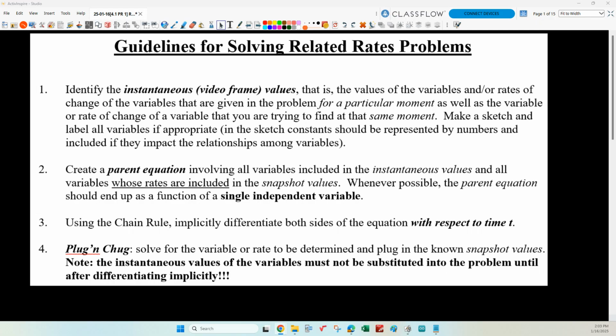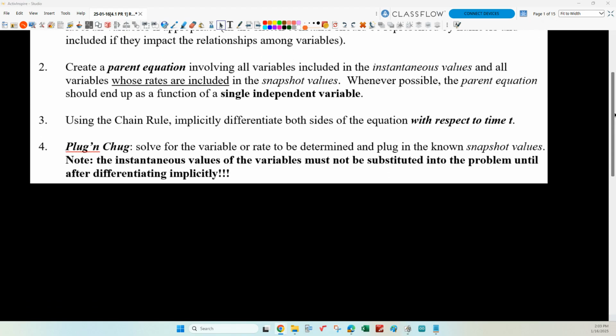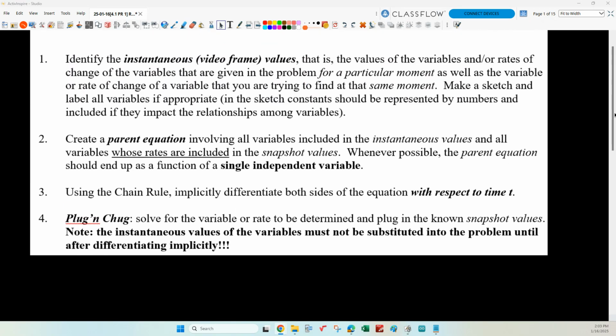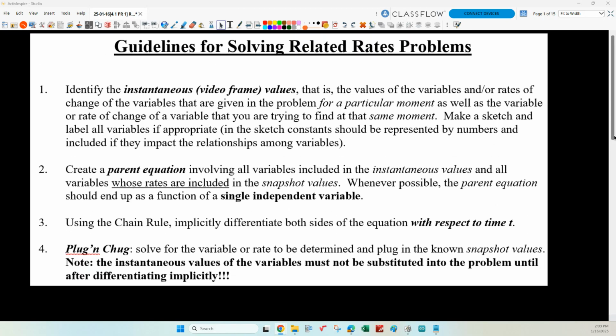We come up with this parent equation, and then we implicitly differentiate that to make it dynamic. We're going to calculusify it, and we're going to introduce the rates by differentiating with respect to t. Then that static parent equation becomes a related rate equation, and that's what allows us to solve for whichever rate we're trying to find. And then step 4 is just algebra, just plug and chug. Isolate whatever we're trying to find in that equation, plug in values, and get an answer.